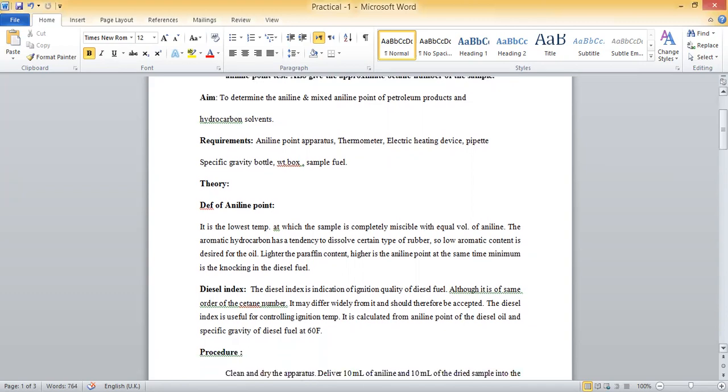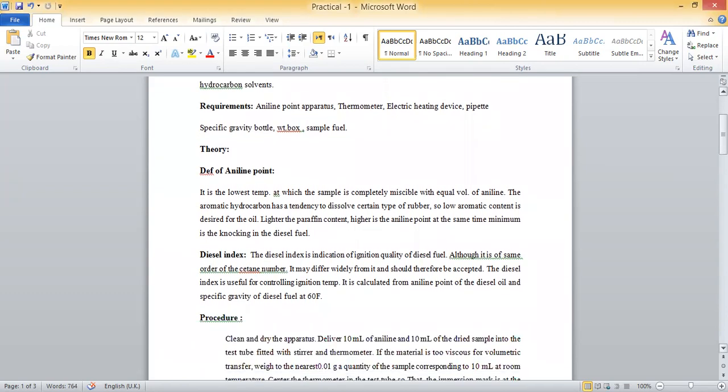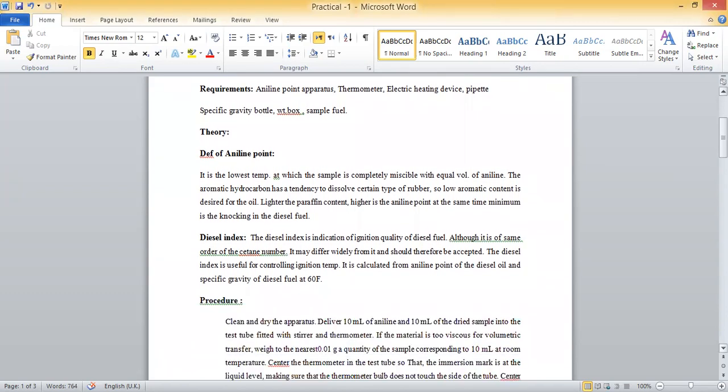First of all, we need to know what aniline point basically is. Aniline point is the lowest temperature at which the sample is completely miscible with an equal volume of aniline. Basically, hydrocarbons have the tendency to dissolve certain types of rubber, so low aromatic content is desired for the oil. The higher the paraffin content, the higher is the aniline point. At the same time, knocking is minimal in the diesel fuel.